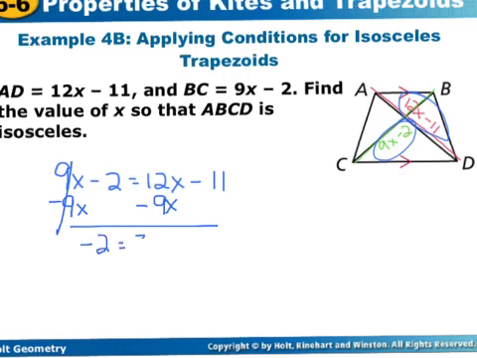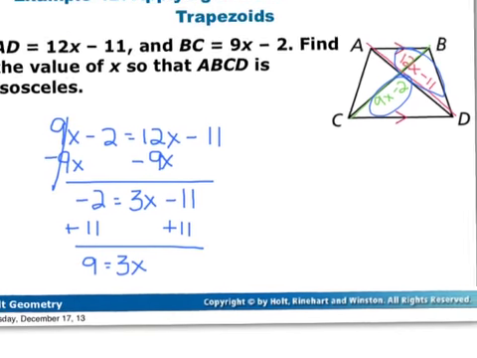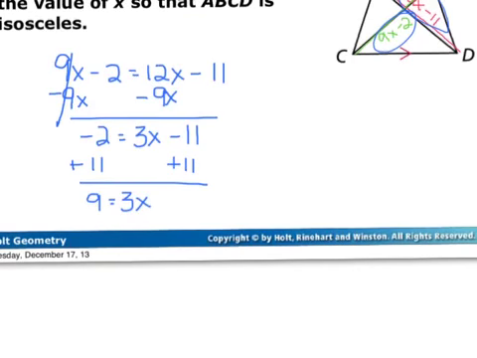12 minus 9 is 3x minus 11. And now that I've got the x's on the right, I want to move the numbers back to the left. So I'm going to add 11 because that was a minus 11. Negative 2 plus 11 is 9. 9 equals 3x. From here, I would divide by 3. Divide by 3. And I end up with x equal to 3. That's the value that would make that an isosceles trapezoid.